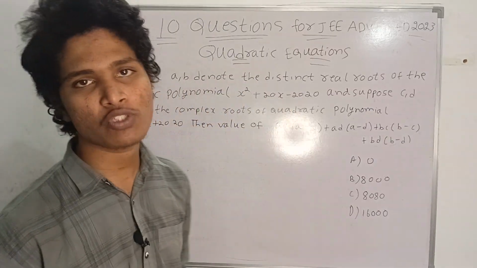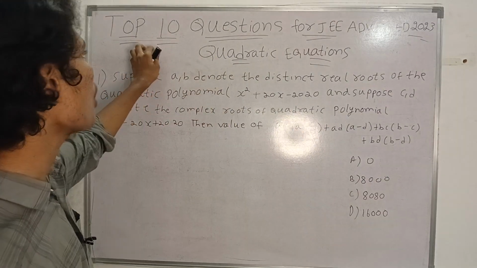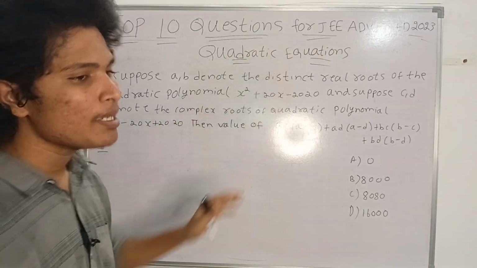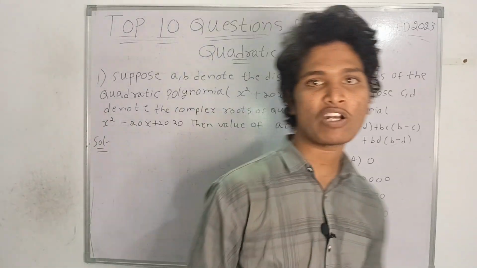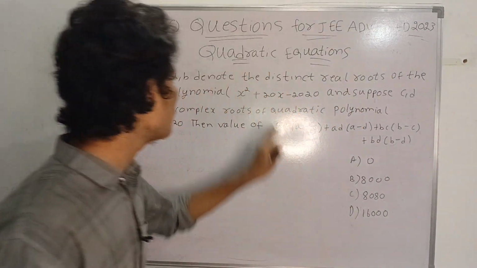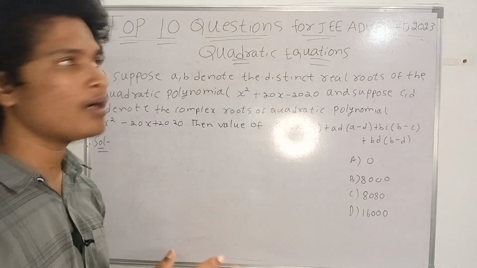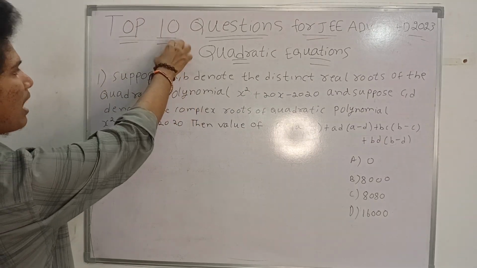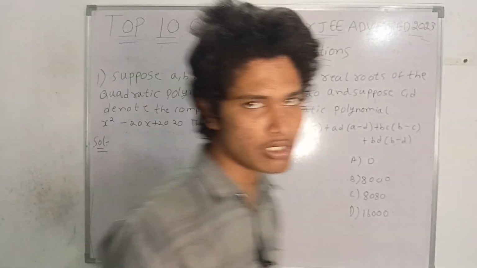In this video, we are going to start the first chapter in the top 10 question series for JEE Advanced 2023. The first chapter is Quadratic Equations. Basically, in Quadratic Equations, every year one question is guaranteed from this chapter. So it is very important, and especially in this chapter, the logarithmic mixing problems are very important. And in these top 10 questions, I will be able to solve those questions also.